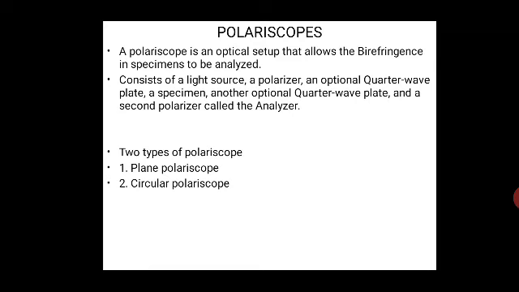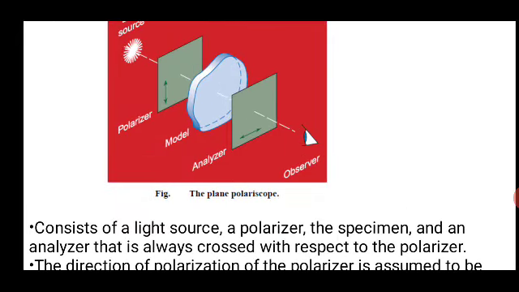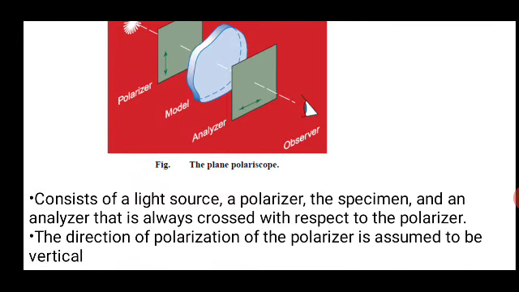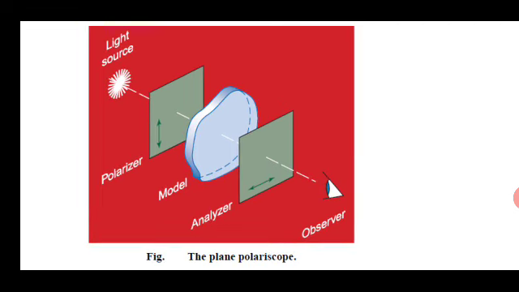So here the polariscope includes two types of polariscopes. One is the plane polariscope and the other one is the circular polariscope. Let us discuss the plane polariscope. See here, the plane polariscope consists of, first, the light source. The major thing is the light source.